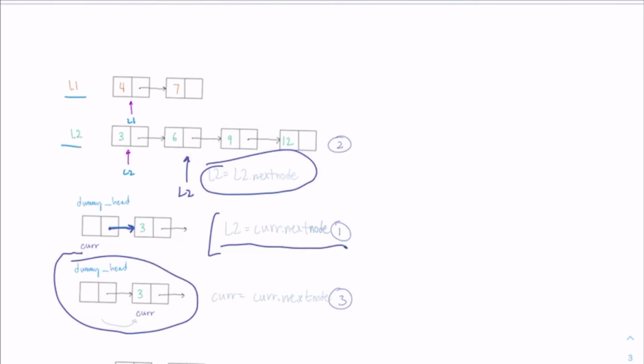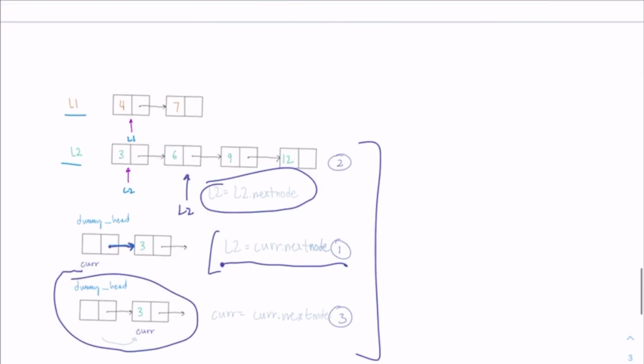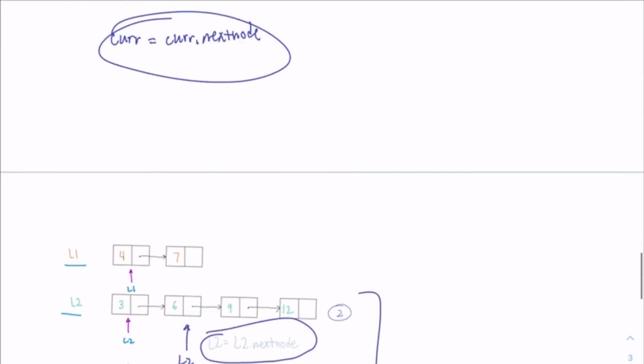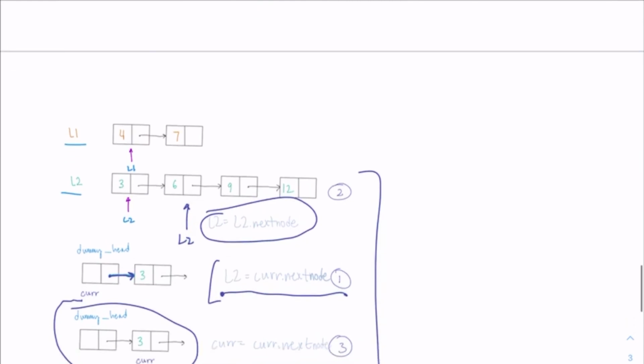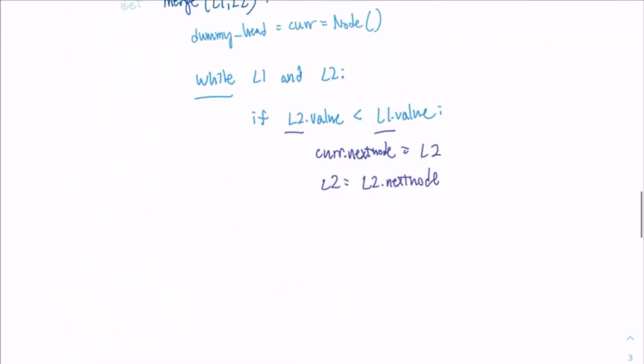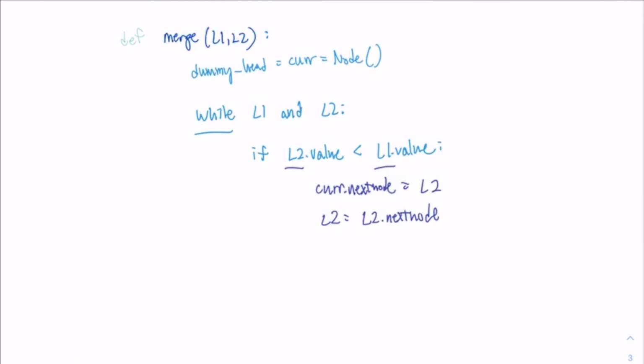So we've done these 3 steps. First, we've set the next node in our merged linked list to be L2, and then we've incremented L2 so that it's pointing to the next node, and then we're incrementing the cur variable to point to the next node in the merged linked list as well. So these 3 steps will be repeated for the majority of the code, and that's pretty much all of what you need to do, but we have to account for the other case, right?